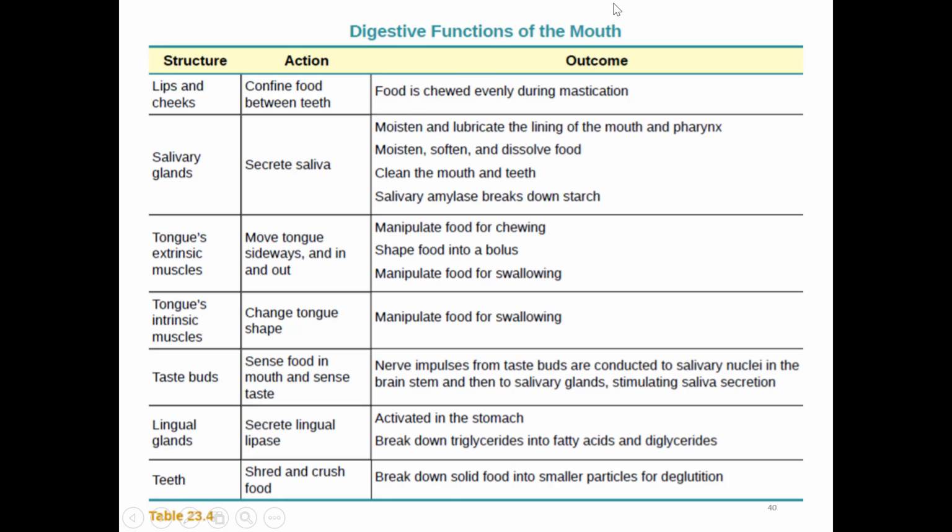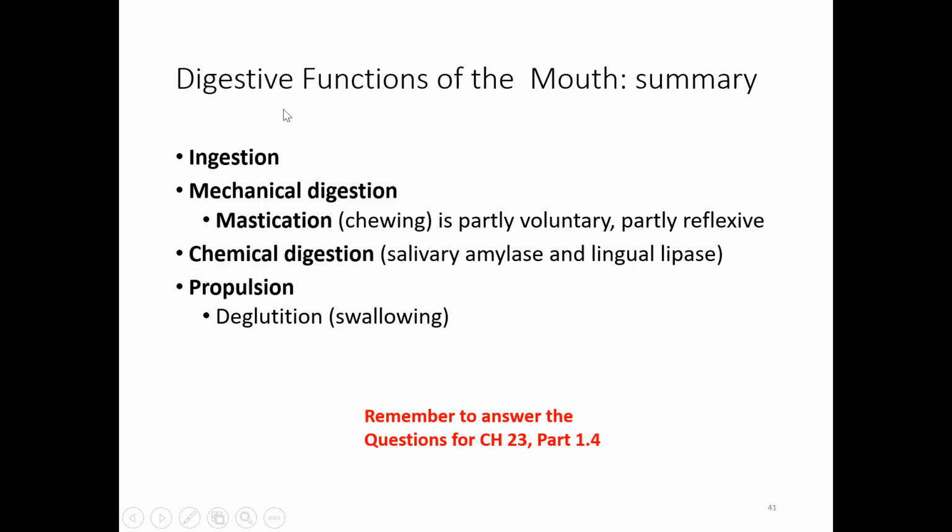Here are digestive functions of the mouth, and you have that table in your book. It's Table 23.4, and you're supposed to know the function of each of the structures in the oral cavity. Now let's summarize digestive functions of the mouth. What happens in the mouth?